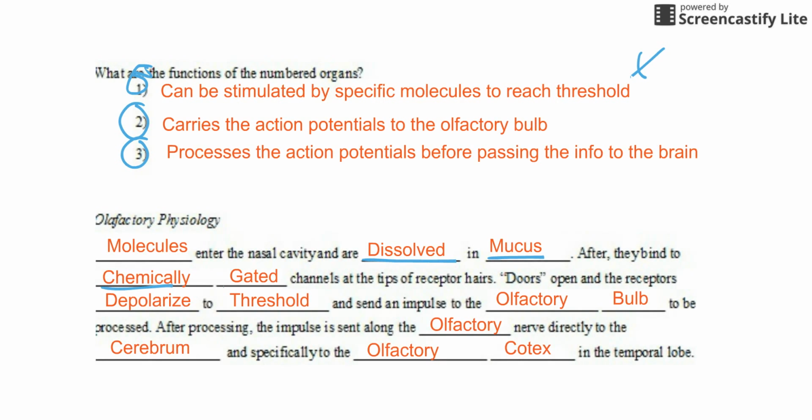After they bind to the chemically gated channels, right, they're specific chemicals, so they're chemically gated channels. Once they bind to the chemically gated channels on the tips of the receptor hairs, the doors open, they depolarize, right, because we're moving towards threshold. Once they hit threshold, they send an impulse, right, so we get our impulse onto the olfactory bulb, okay, and the olfactory bulb does a little bit of processing, and then sends the signal on the olfactory nerve directly to the cerebrum. Remember, this is the only one that goes directly to the cerebrum. All the other cranial nerves, you remember, went into the brainstem and up to the thalamus and then got sent to where they wanted to go, okay? But this one goes directly to the cerebrum, okay? And then we go on to the olfactory cortex, which is in the temporal lobe, okay? So why don't you pause that and fill those in real quick.